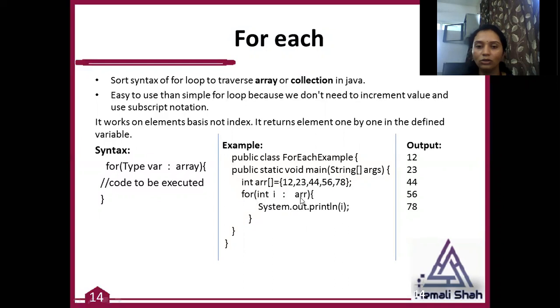After this colon you have to use the actual variable name on which you want to traverse all the elements. The difference between the for loop and the for each loop is that here you don't need any indexing statement. In a for loop you can start from any index, and you can start from reverse order also. Here the for each loop always starts from 0 and iterates up to the length.